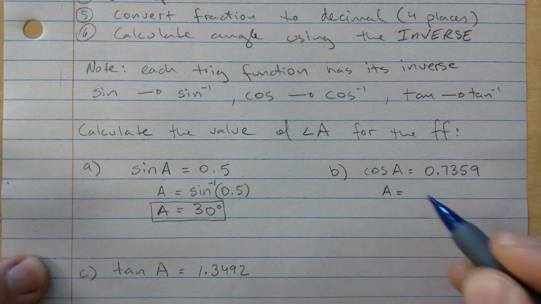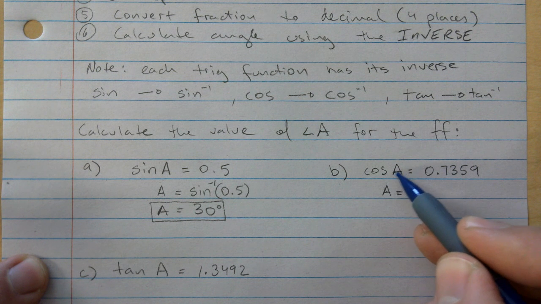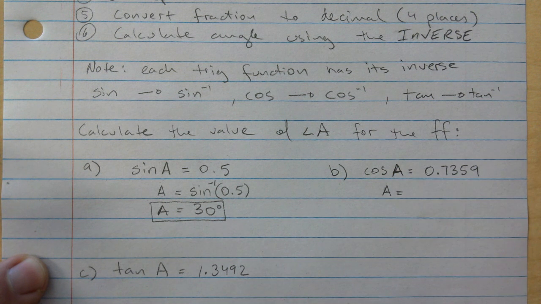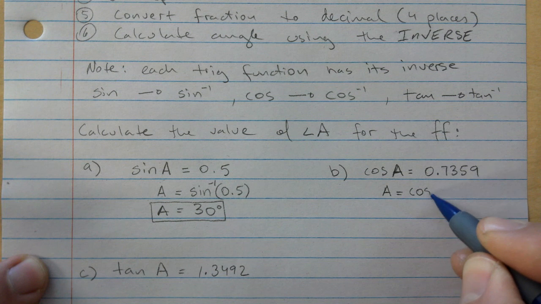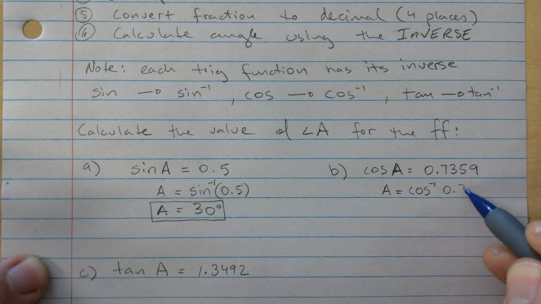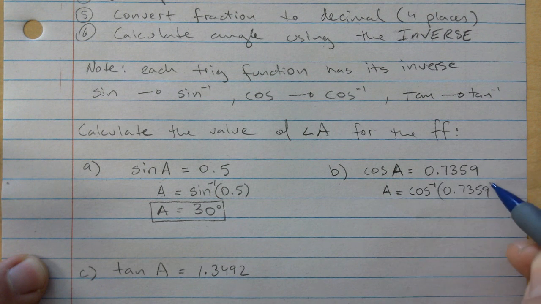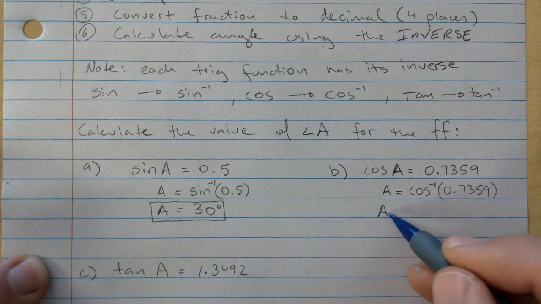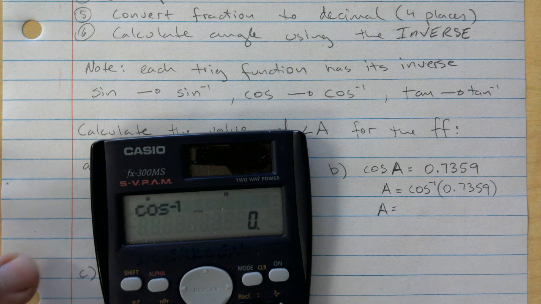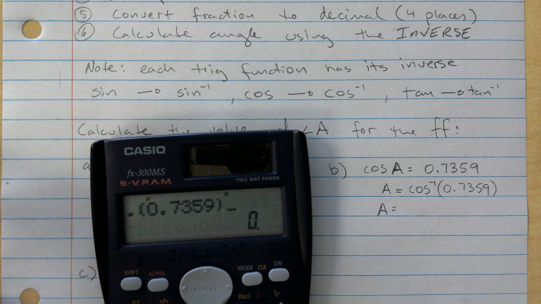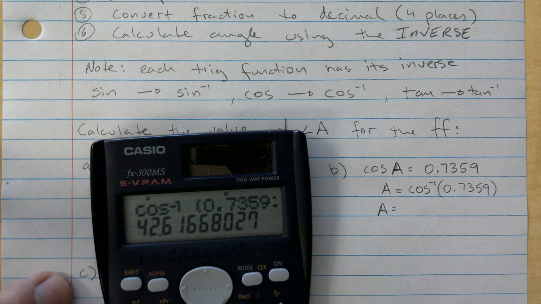So angle A in this case, and notice that this could be A, B, C, Z, whatever, but we're using A in this case, would be, since it's cosine of A, you would have to use cosine inverse of 0.7359. And you can put it in brackets, you don't have to. And now we're going to find out what angle A is. So you're going to go second cos or shift cos, whatever. And I have brackets, so I'll put them down. Why not? 0.7359. And you close the bracket and you get 42.62.